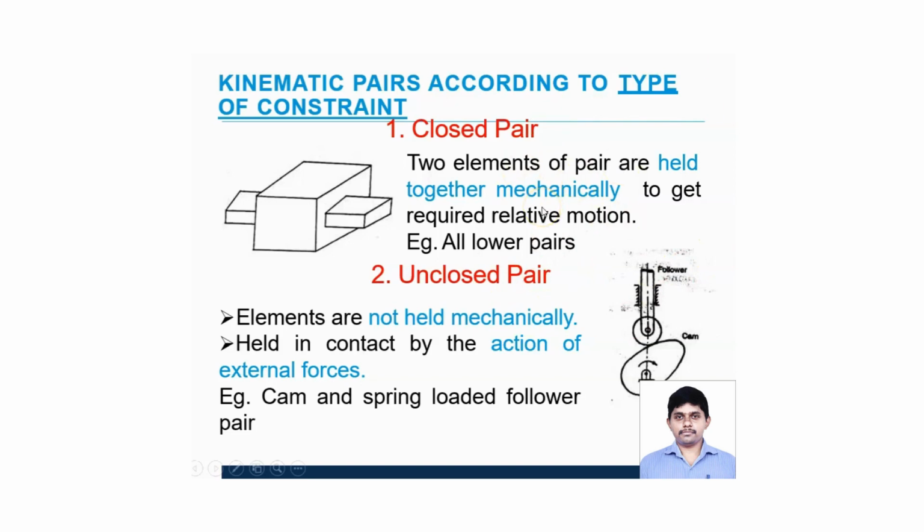Here the kinematic pair is divided into two categories: one is called a closed pair, and the other is called an unclosed pair. A closed pair means contact takes place only inside the surface. For example, the piston and the cylinder is a good example of a closed pair. In the case of an unclosed pair, the cam and the follower are a very good example, which has open physical contact.